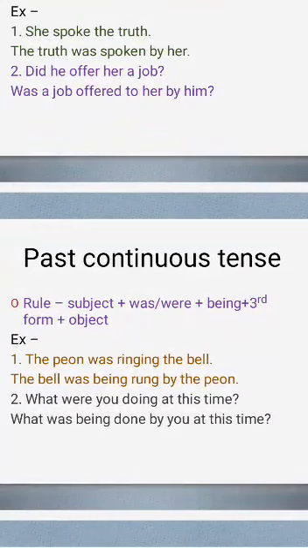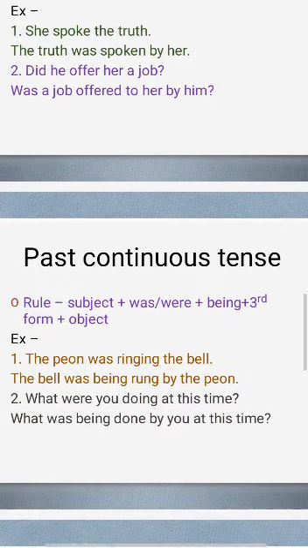For example, the peon was ringing the bell. We will change into passive voice. The bell was being rung by the peon. Next example is what were you doing at this time? So we will write the interrogative word what at first. What was being done by you at this time?